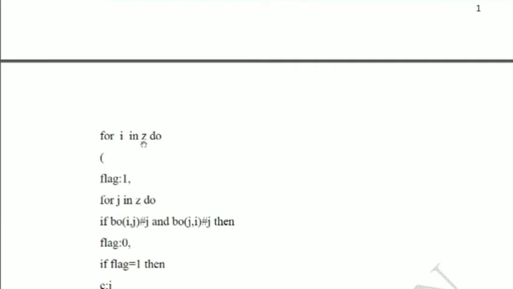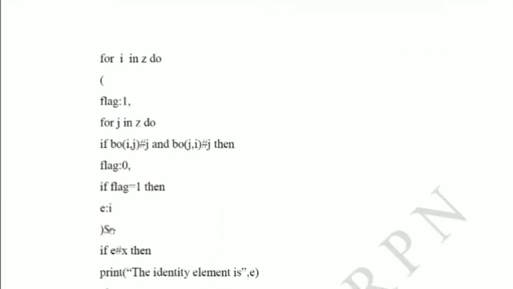I takes all the values of Z. Once after completion of this loop, it comes out. Now it comes here. Remember, your E has stored 0. Suppose there is no identity element, then E will not store anything. E will be simply empty.